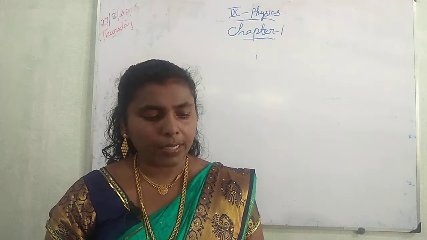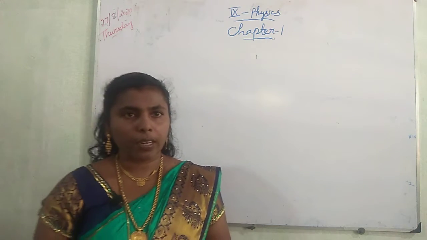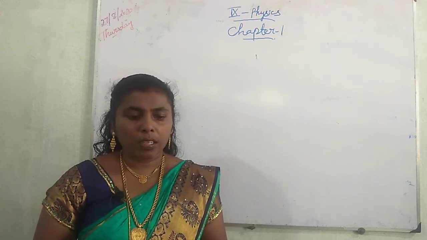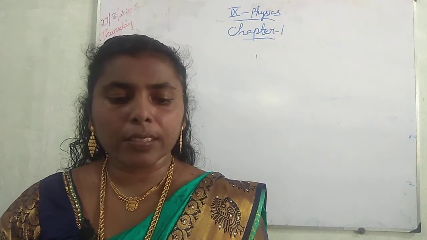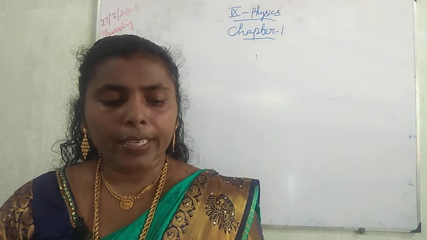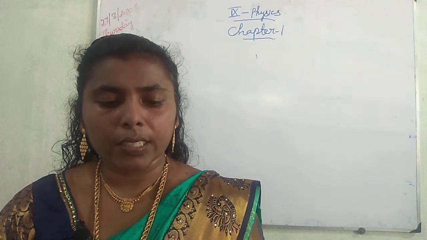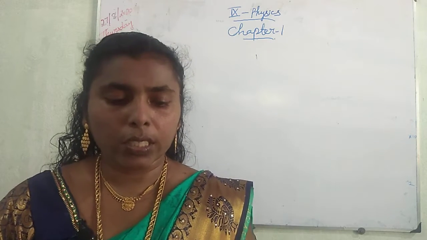Mass is the amount of matter contained in a body. Weight is a normal force exerted by the surface of an object. Fourth point: mass remains the same everywhere, weight varies from place to place. Fifth point: mass is measured using a physical balance, weight is measured using a spring balance. The unit of mass is kilogram, the unit of weight is Newton.